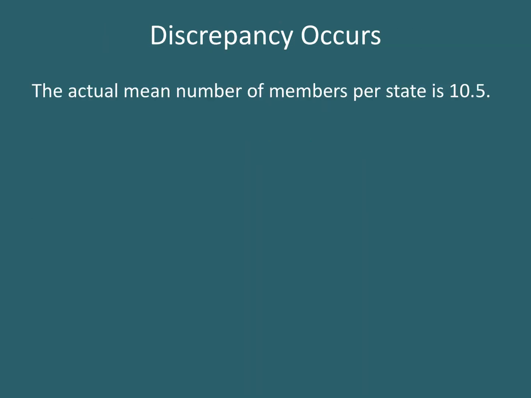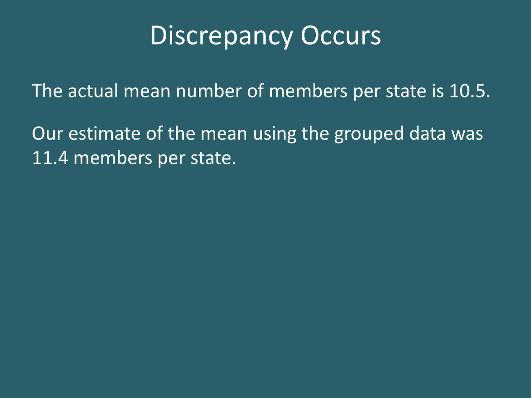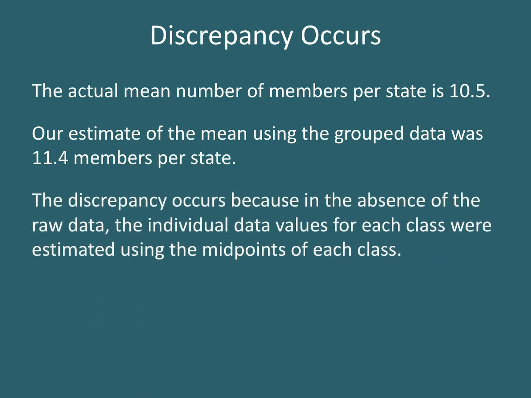Now, in reality, the actual mean number of members per state is 10.5. Our estimate was 11.4. The discrepancy occurs because, in the absence of the raw data, the individual data values for each class were estimated using midpoints of each class.